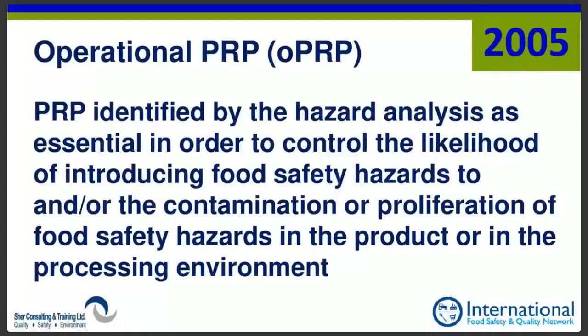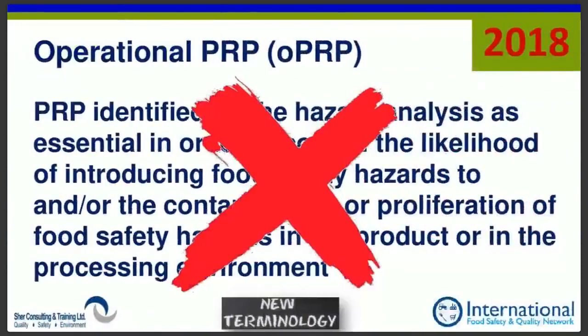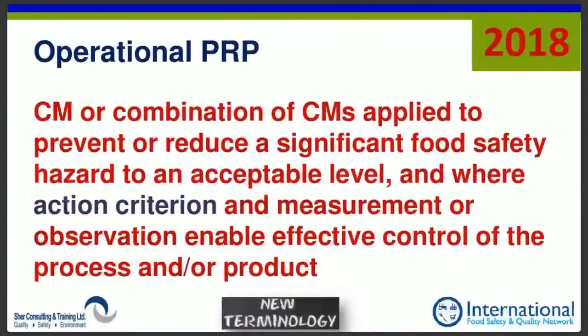Well, what the writers of the standards are now saying is something a little bit different. And try not to get confused. At the bottom line, it's not that confusing. In 2018, they have totally removed the previous definition of an OPRP and written a whole new one. And the new one says that an operational PRP, an OPRP, is a control measure.